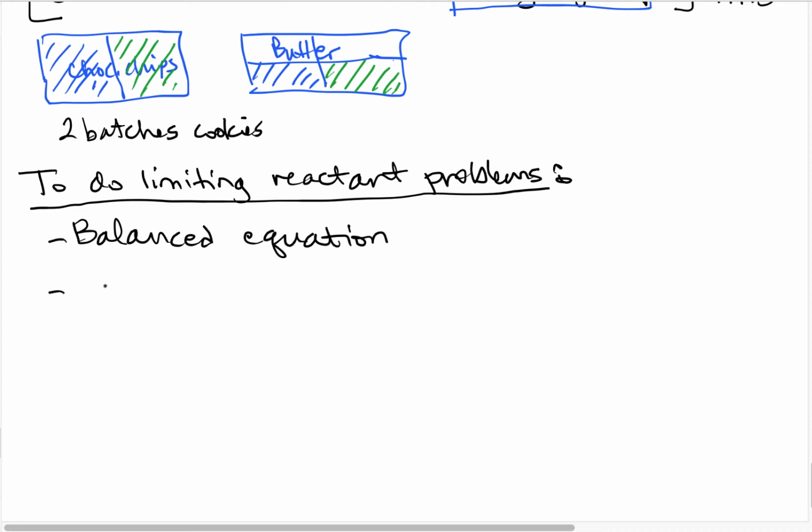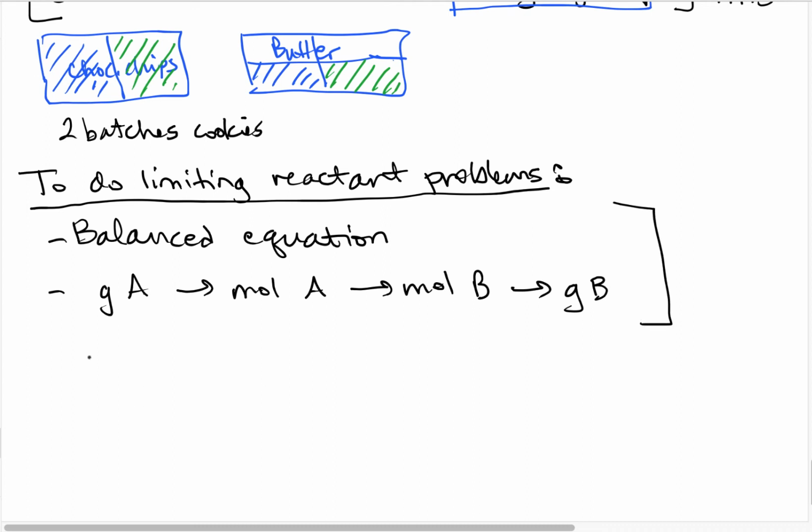We need to think about our flow chart. Grams of A, moles of A, moles of B, grams of B. So I want you to have these every single time. Then we probably have reactant 1 and reactant 2. And if we have reactant 3 and 4, just do this again, okay?